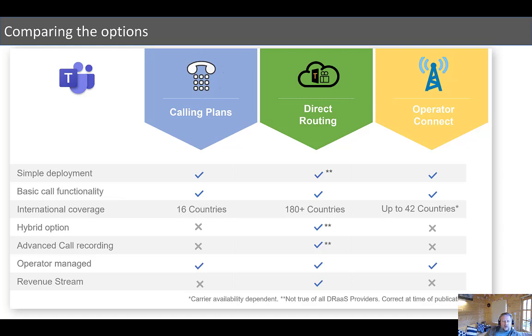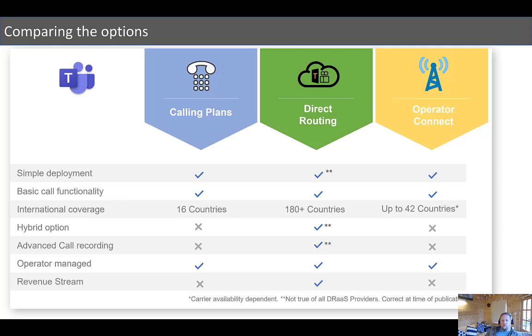So if we have a look at these three different options laid out in terms of their overall functionality, I've broken it down into a few different ones. So you can see we've got the calling plans, Microsoft with direct routing, and Operator Connect. And generally speaking, all three of them enjoy reasonably simple deployment. Specifically, calling plans has a very simplistic deployment plan. It's all done through the Microsoft Teams Admin Center, and it's ready there. You can just go straight in and start provisioning as soon as you have the correct license types.